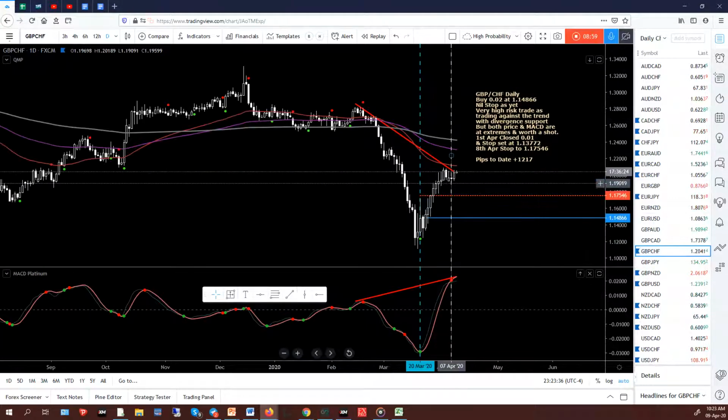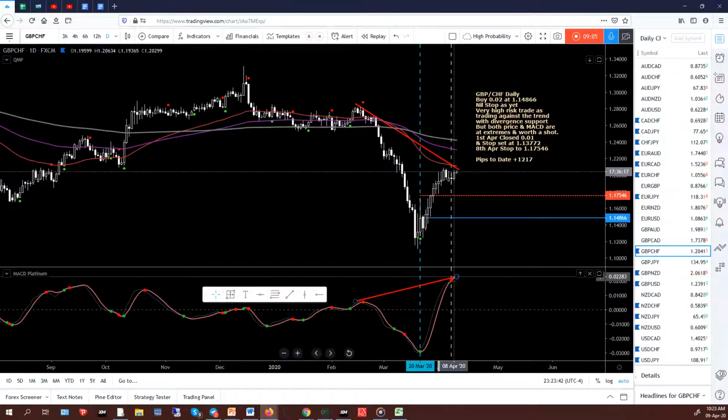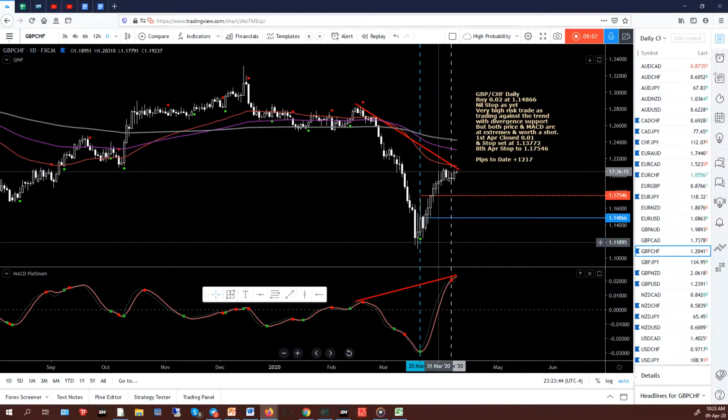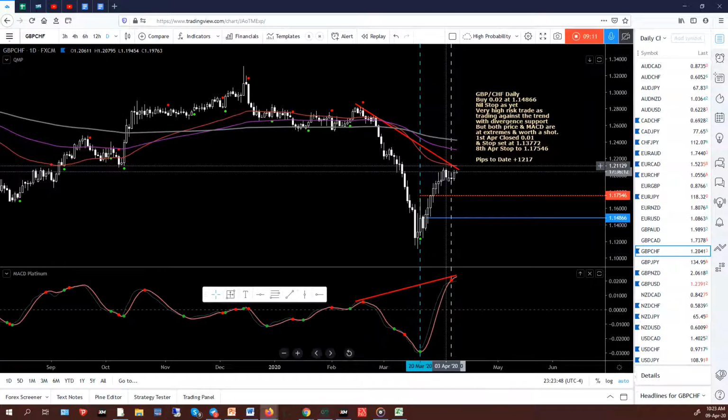Pound Swiss in a buy, and that's going all right. So it was a high risk trade initially. The buy down here, already closed half, stop in place here. It's gone up, sort of started pulling back a bit.